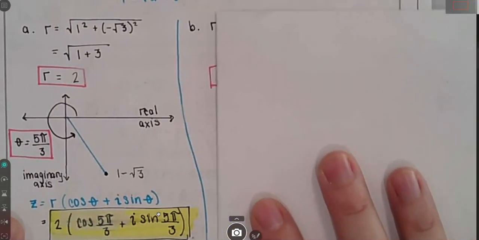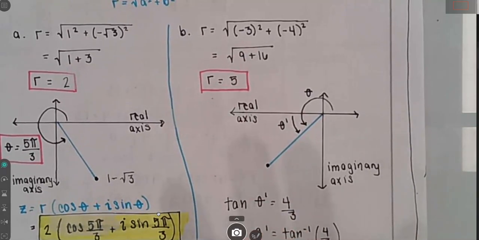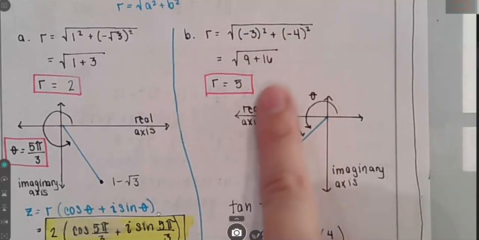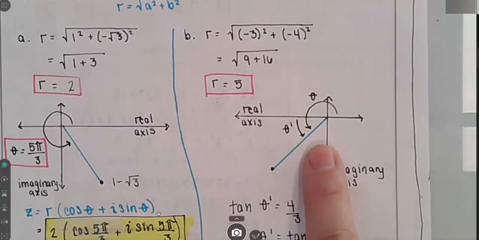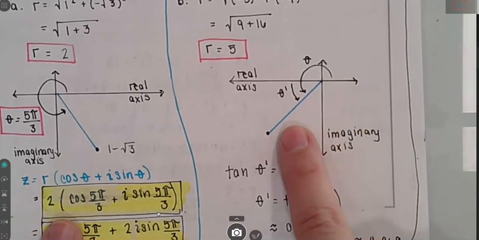Okay, so for B, it's the same idea. The only difference is this one does not appear on the unit circle. And so for that reason, we're going to have to use a calculator. We find R the same way. It's a nice 3, 4, 5 triangle. And then we have 4, 3, which is somewhere around here.